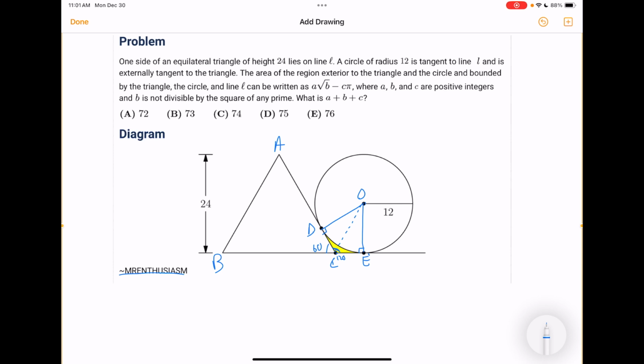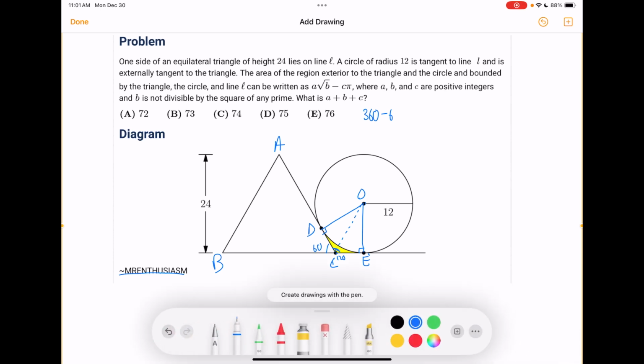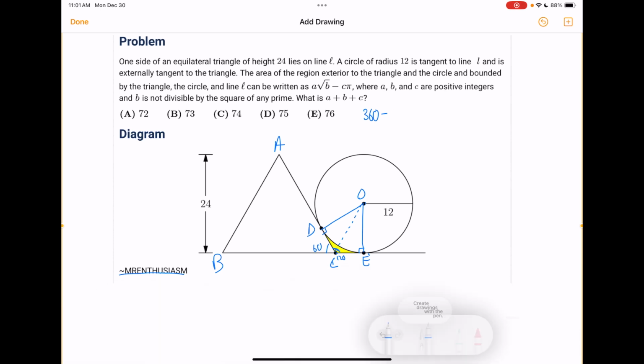So that means 360 minus 120 minus 180 gives us 60. So this whole angle right here, the angle of the arc, is 60 degrees. Keep in mind we split it in half, so each of these would be 30. If this is 30 and this is 90, then triangles ODC and OEC are 30-60-90 triangles. I'm just going to draw them out right here real quick.